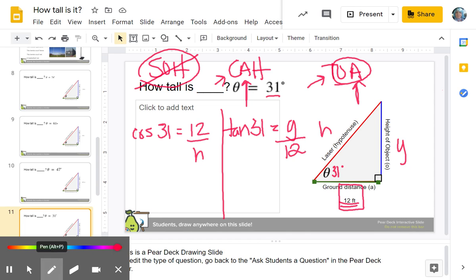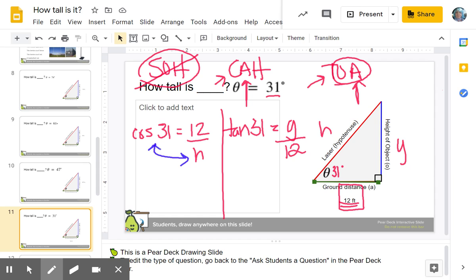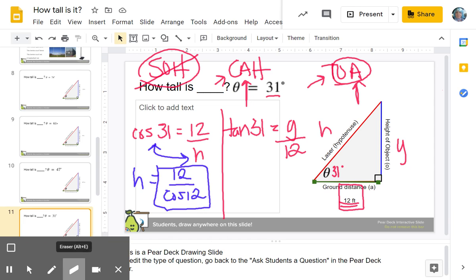So just like in the last three, we've got a variable in the denominator, so what do we have to do? Flip them? If the variable's in the denominator, you ultimately divide. So variable in the denominator, you're going to ultimately divide. So you want to put this part in the calculator. 12 divided by cosine, oh, not 12, 31. What am I thinking?